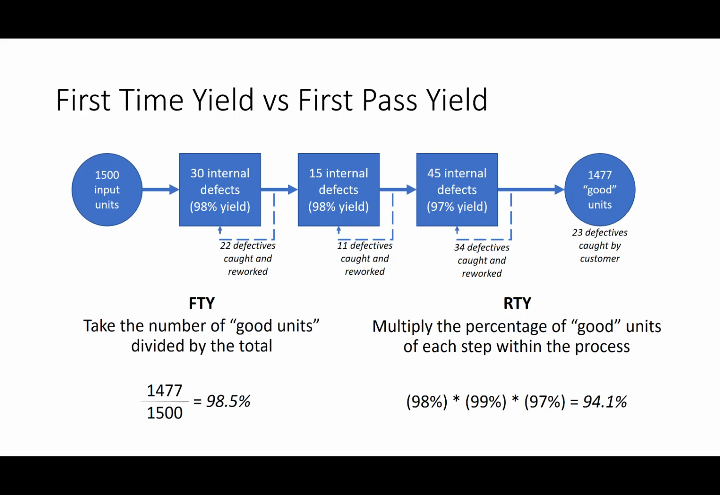The first-time yield would be taking the number of good units and then dividing it by the total. So 1,477 divided by 1,500, 98.5% yield. The rolled throughput yield, on the other hand, would be to multiply the percentage of good units at each step of the process. So taking those 30 defects out of the 1,500 gives you 98%. Multiply that again times 99% times 97%, giving the ultimate 94.1%.